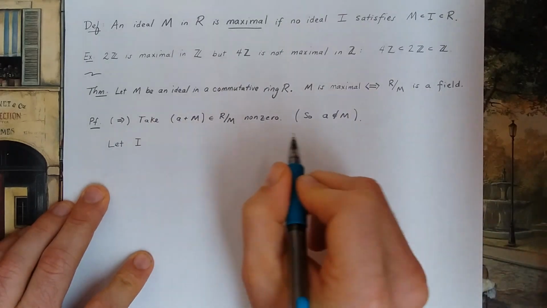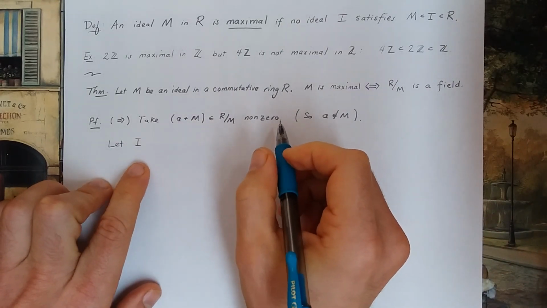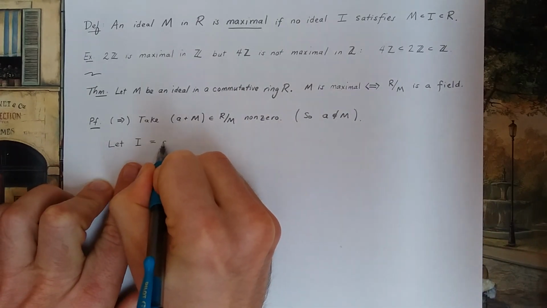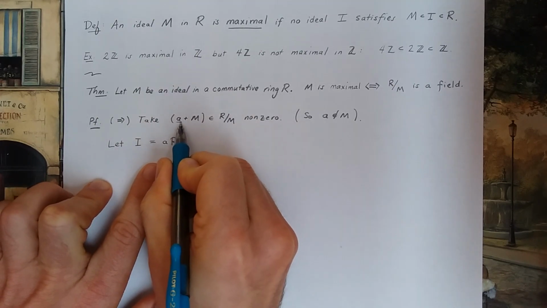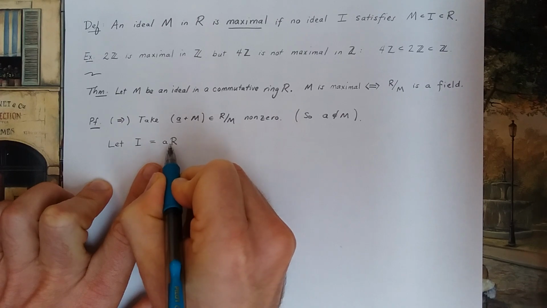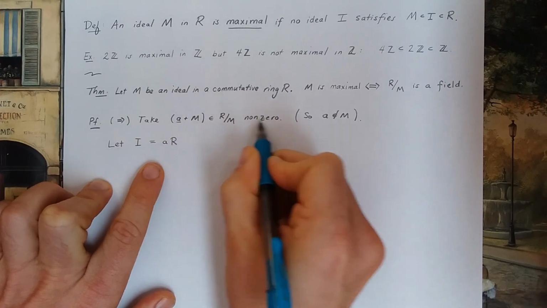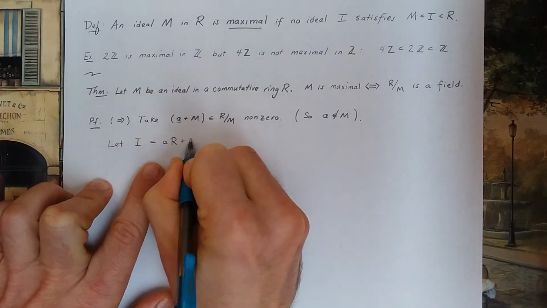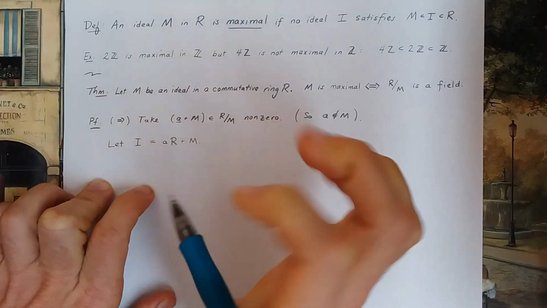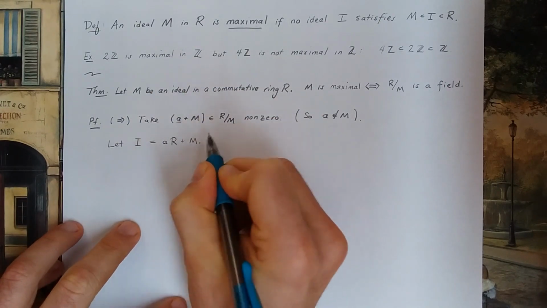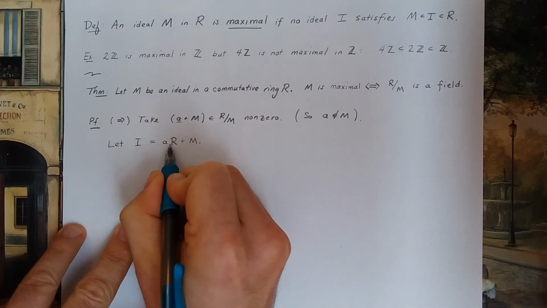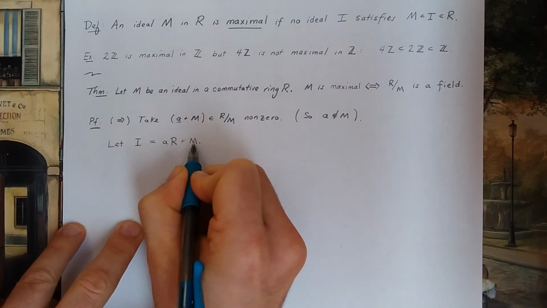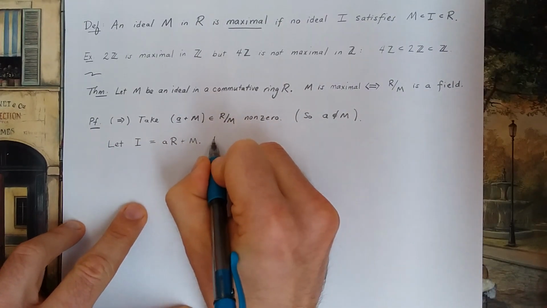To do so, I'm going to define a set I. It's going to be an ideal. So I will be the set AR plus M. So I'm taking this A, and I'm going to multiply by every possible element in the ring R, and then I'm going to add M. So this is definitely a set. It's a set of every element I can get where I do little a times something in R plus something in M.